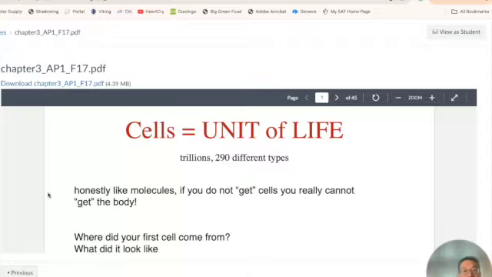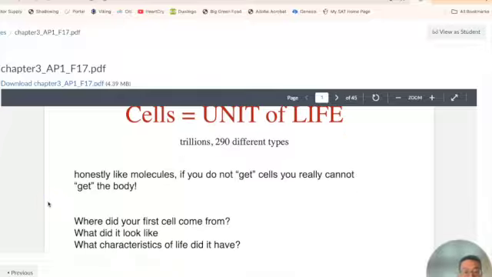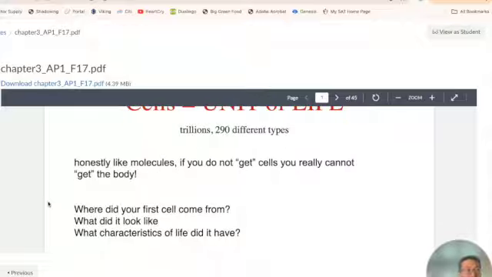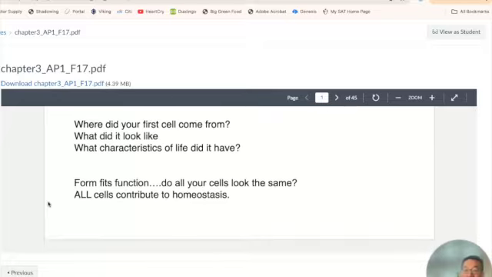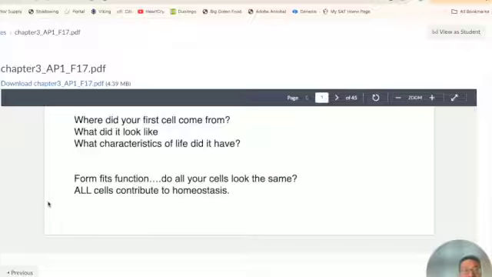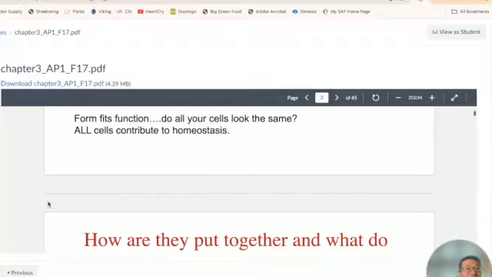So, again, you remember last time there are about 200 different types of cells, and there are trillions and trillions of cells that make up your body. Now, all of them work together to contribute to homeostasis in your body. Okay, despite all the differences, there are things in the cells that are very similar. So we're going to learn all those in this chapter. Okay.